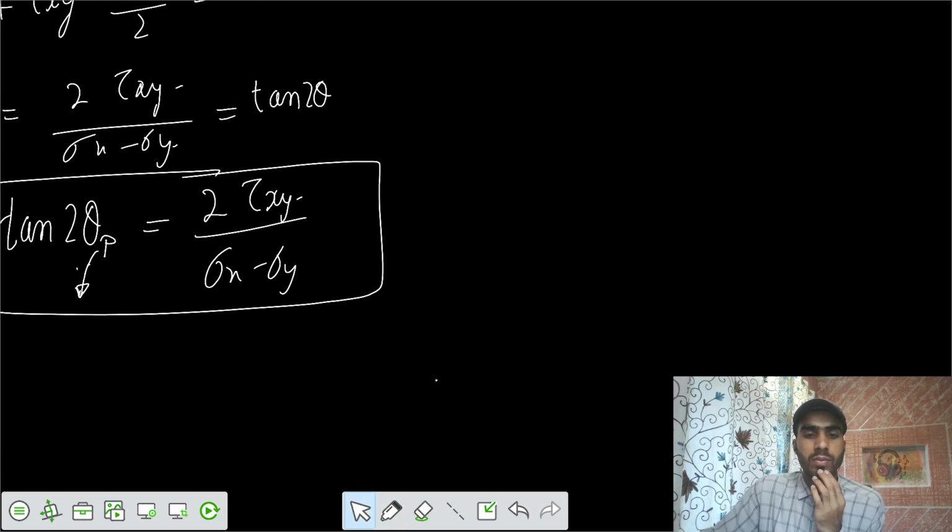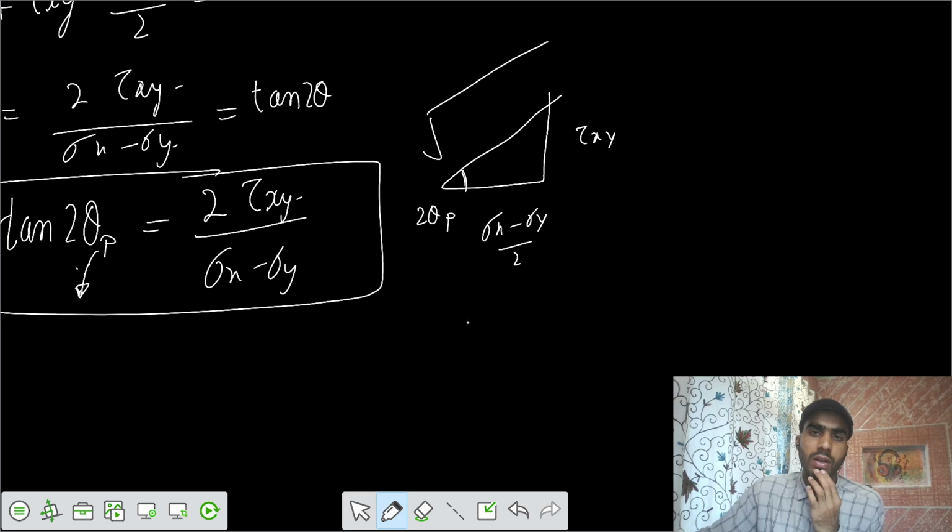Let's convert this into a right angle triangle. You have tan 2 theta p, with perpendicular over base. Let's write the perpendicular as tau xy and the base as sigma x minus sigma y by 2. The resultant is the square root of tau xy whole square plus sigma x minus sigma y by 2 whole square. Let's call this resultant r.